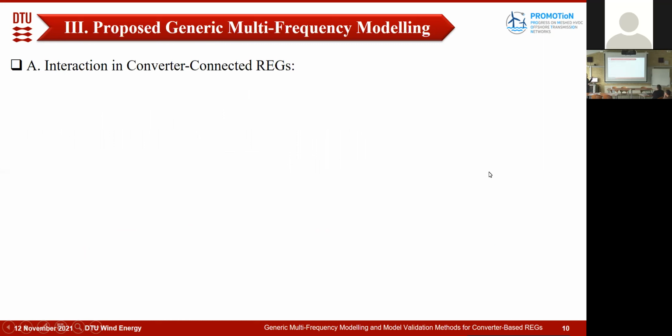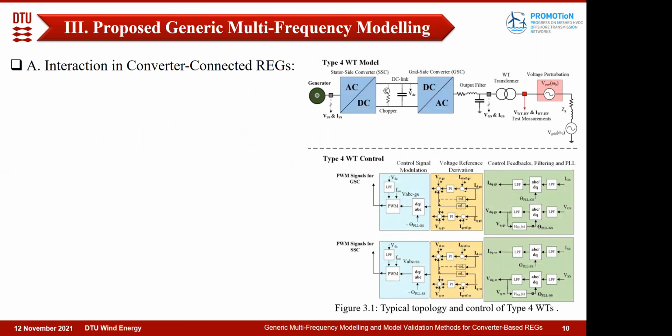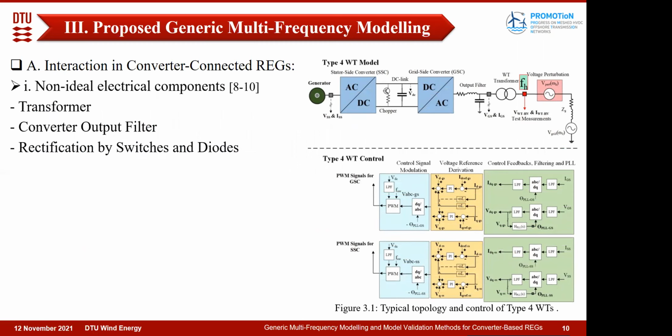So first, if we want to understand the interaction, or if we try to develop a model, first we should understand the interaction. Let's consider that one frequency component appears in the terminal of the converter. What will be the interaction? First is the electrical components. For example, it can interact with the transformer, and then go through the output filter, and then through the converter switches and diodes, and it can be rectified into DC. And we will see there is some form of it in the DC.